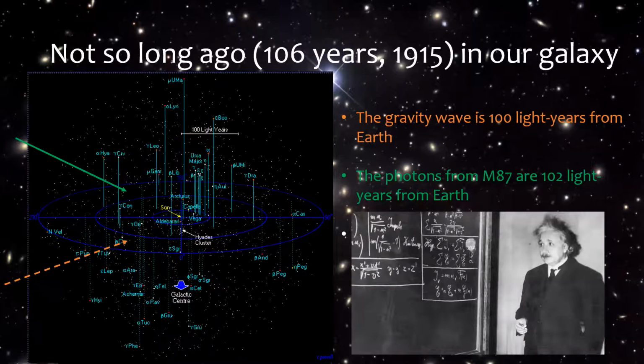In 1915, Einstein followed up on his miraculous year with a publication of his general theory of relativity. This theory led to the prediction of black holes and gravity waves. At this point, the gravity wave from our first story is exactly 1 light century away, and the M87 photons are not far behind. Only at this point do we even have an idea that these even exist and that we should be looking for them.